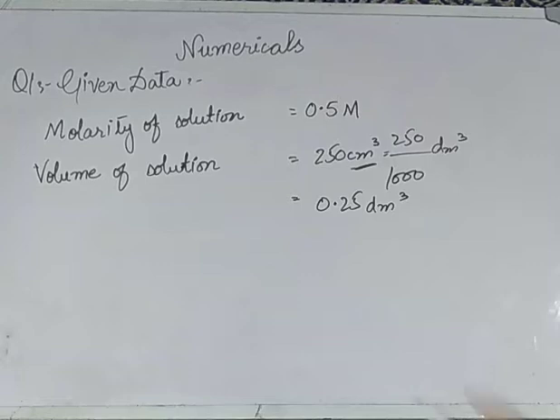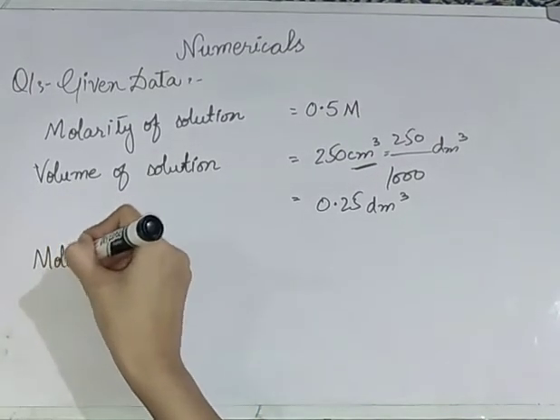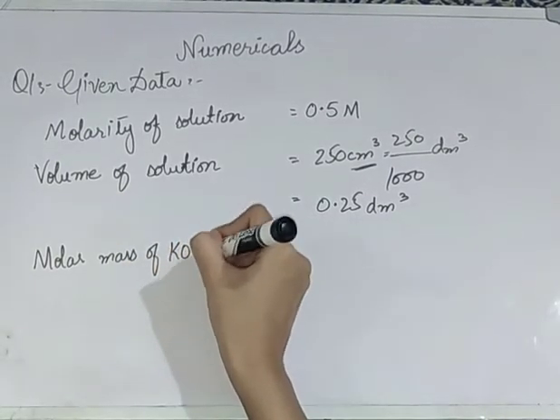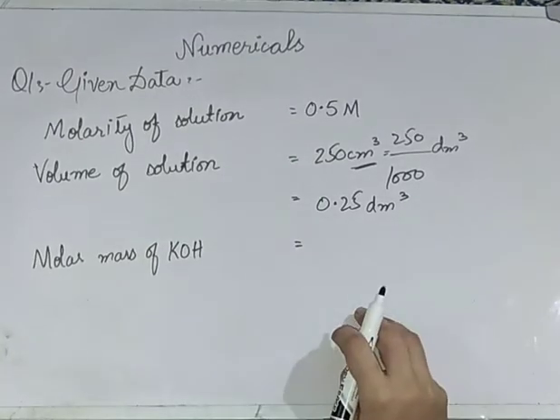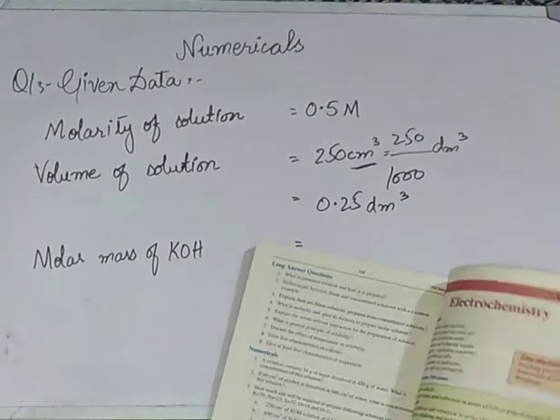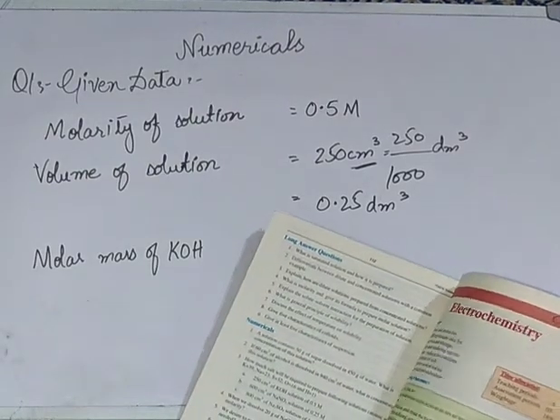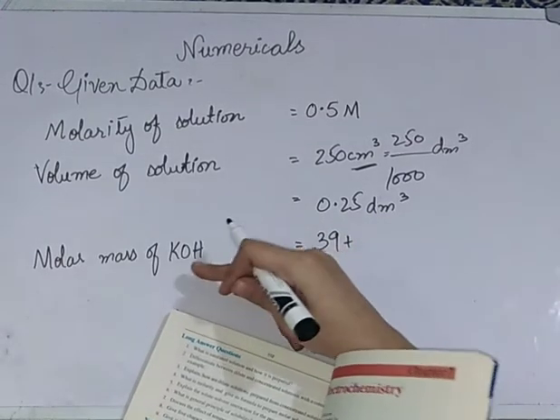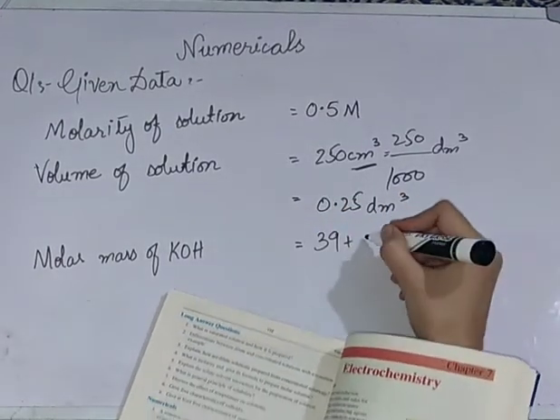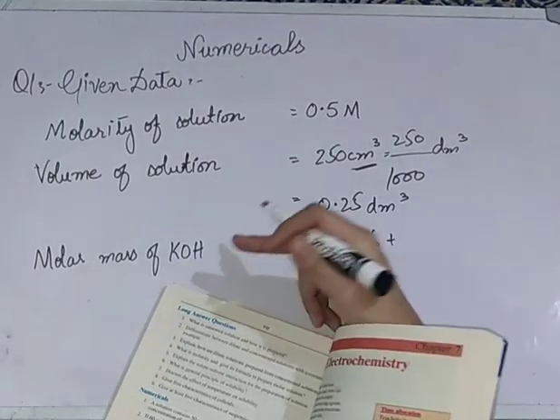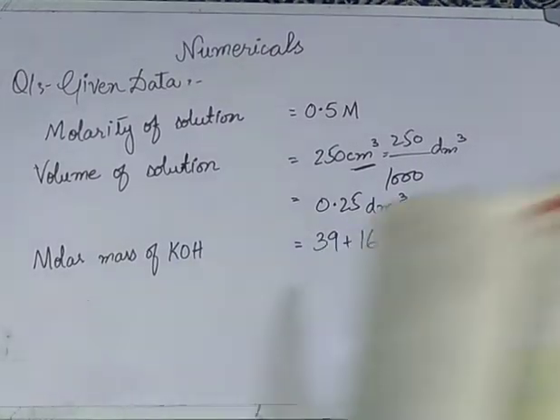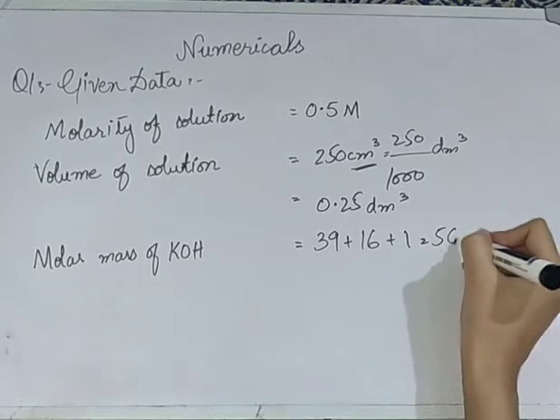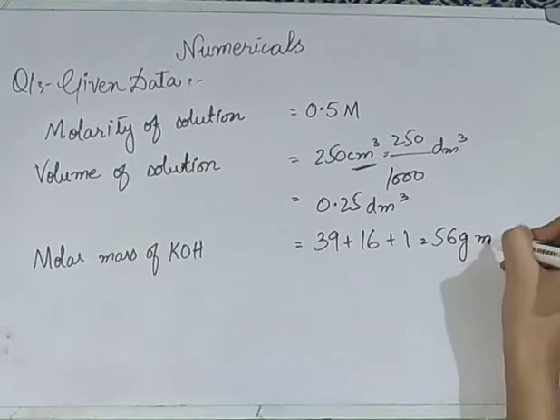Next we'll find the molar mass of potassium hydroxide. We have the atomic mass of potassium equal to 39, and we have one potassium atom, plus one oxygen atom, and the atomic mass of oxygen is 16, plus one hydrogen atom, and the atomic mass of hydrogen is 1. It will all equal 56 gram per mole.